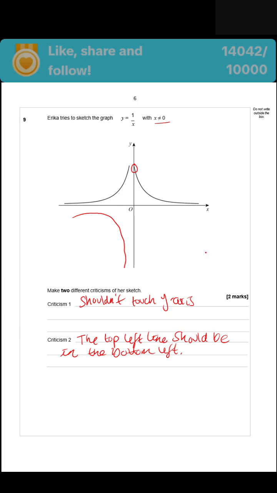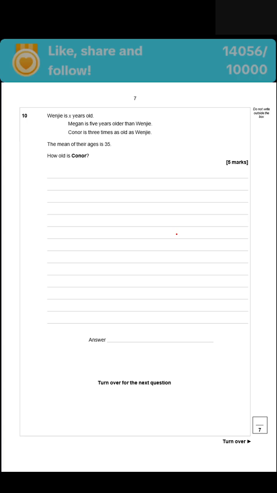So this is paper 1 AQA higher. So it's a non-calculator paper, for those who are asking. And then on to question 10.